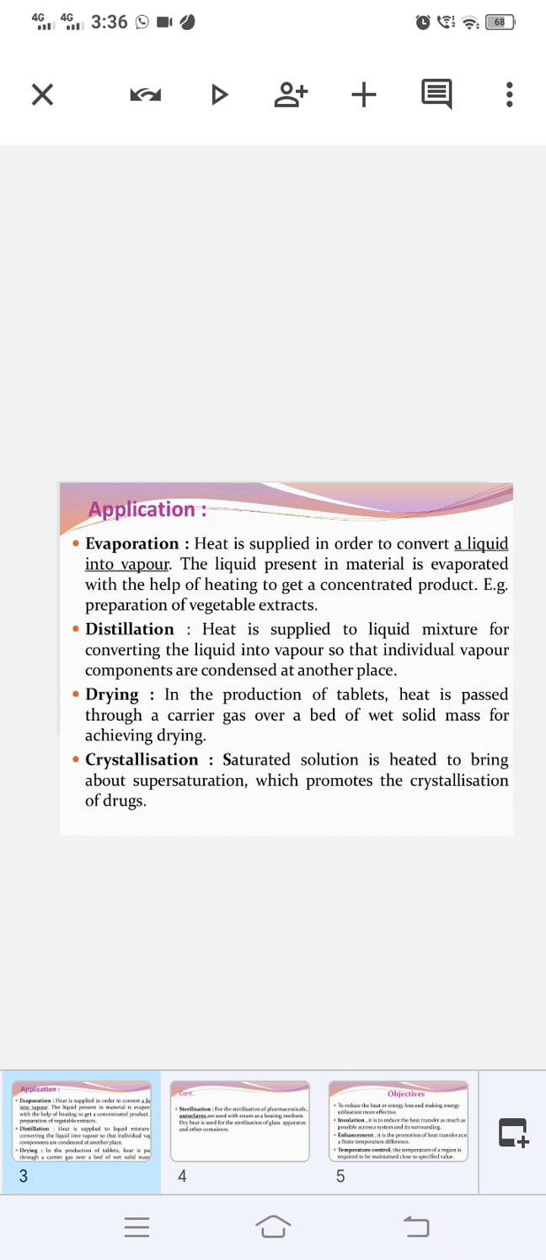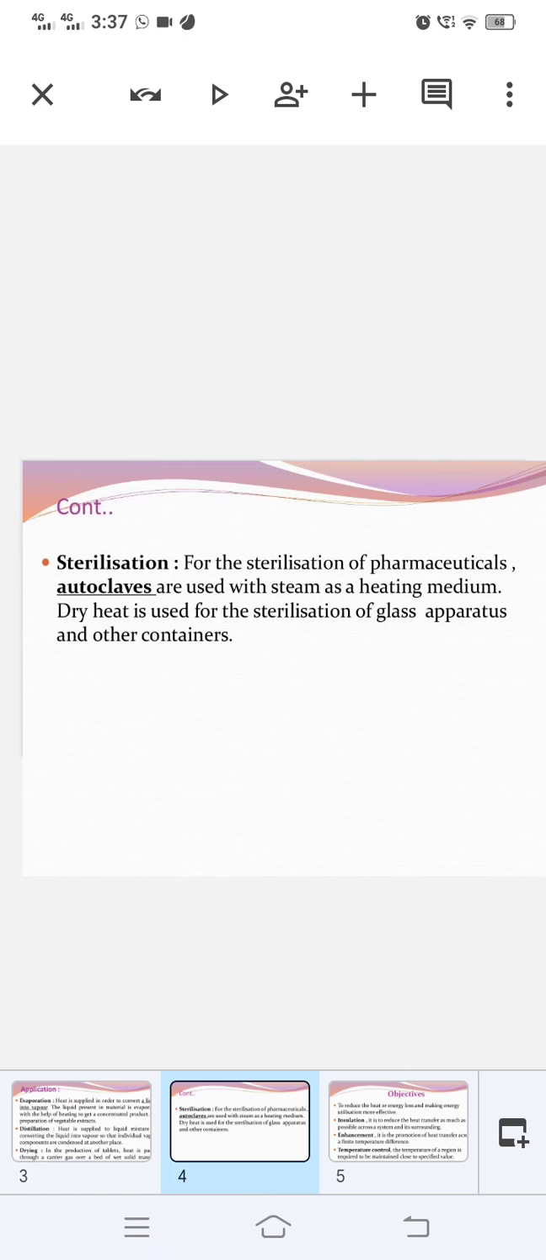Fourth one is crystallization. In crystallization, a saturated solution is heated to bring about supersaturation, which promotes the crystallization of drugs. Now, the last application of heat transfer is sterilization, the most important part in our pharmaceuticals. For the sterilization of pharmaceuticals, autoclaves are used with steam as a heating medium. Dry heat is used for the sterilization of glass apparatus and other containers.